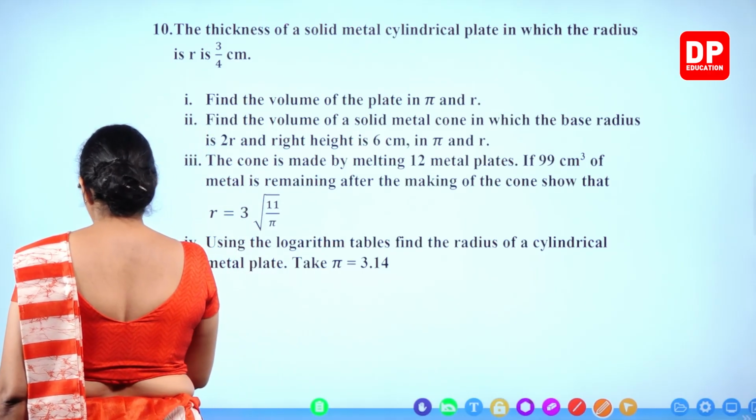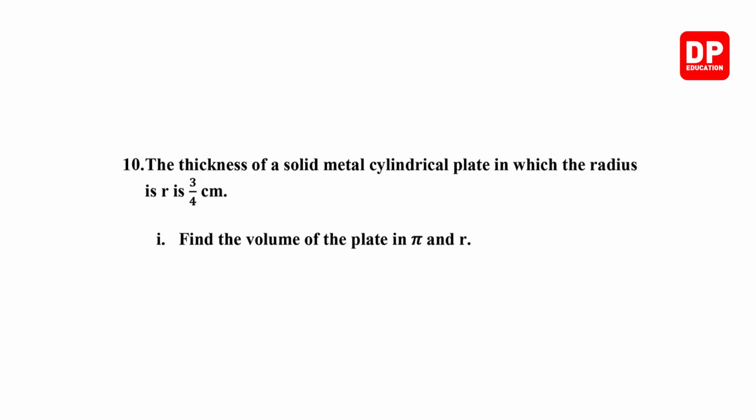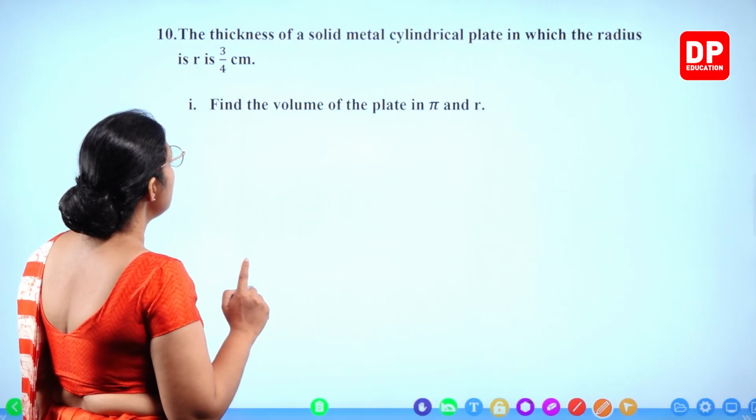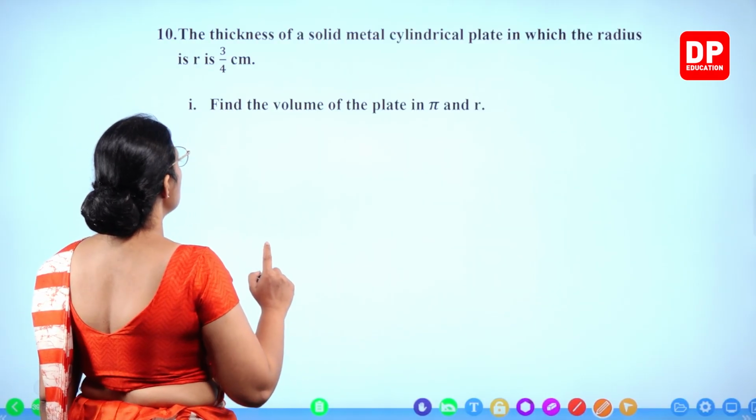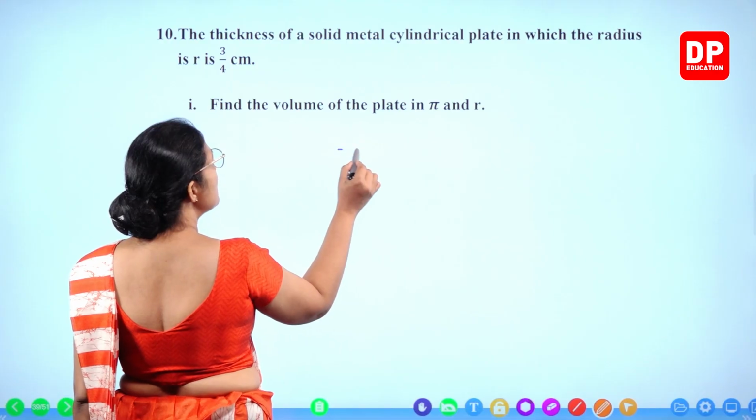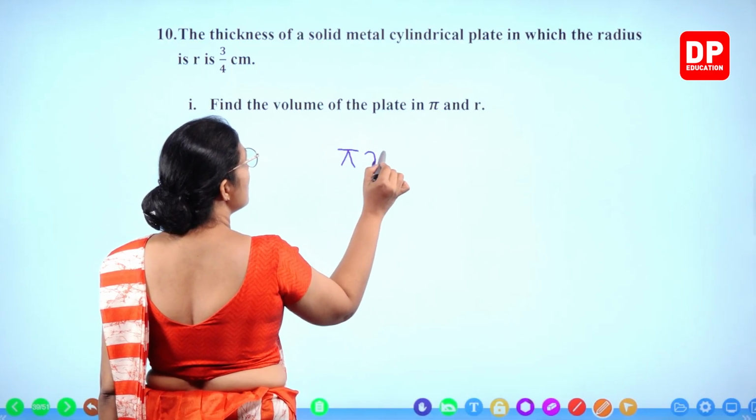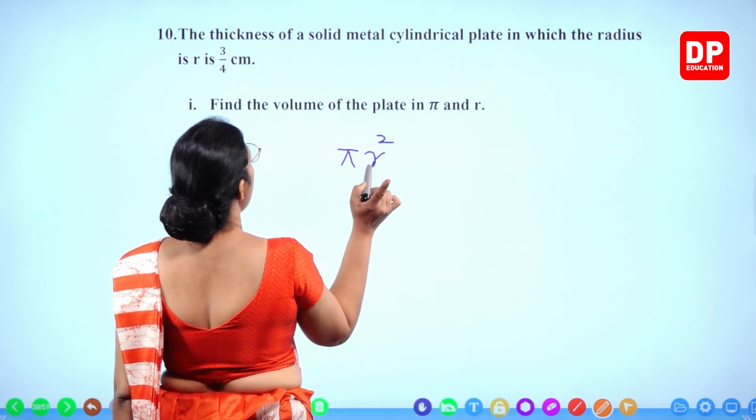It's about a volume question. The thickness of a solid metal cylindrical plate in which the radius is r is 3/4 centimeters. Find the volume of the plate in pi and r. This is a cylindrical plate. So what is the volume? Volume is pi r squared h.